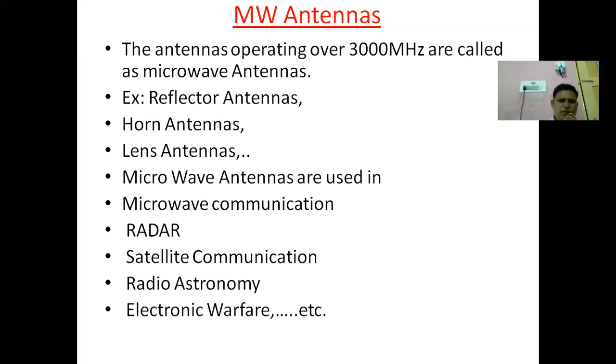Microwave antennas are mainly used in microwave communication, radar communication, satellite communication, radio astronomy, and electronic warfare like guided missiles. In guided missiles, this type of antenna is mounted on the missile. The missile is able to track the target, finally reach it, and destroy enemy aircraft or enemy vehicles. For that purpose also, this type of antenna is used.